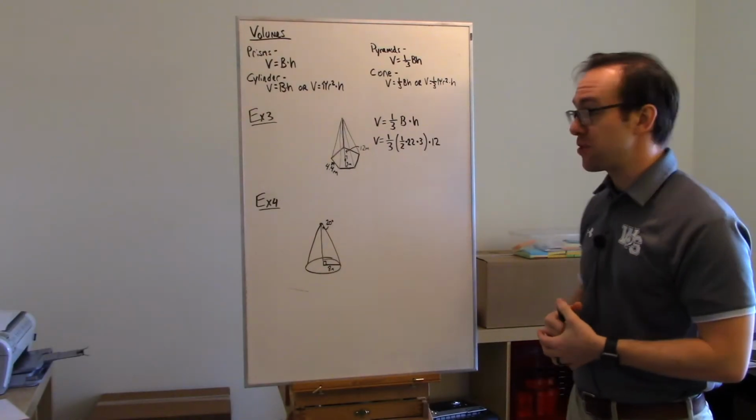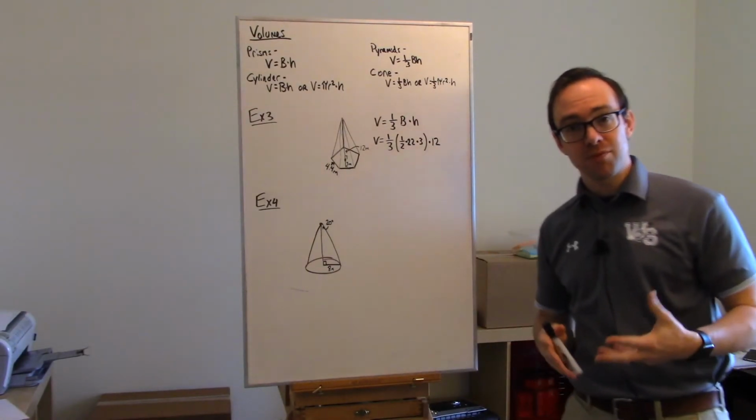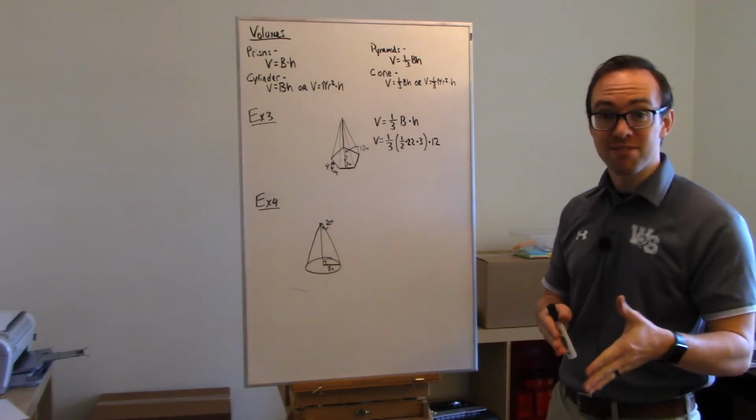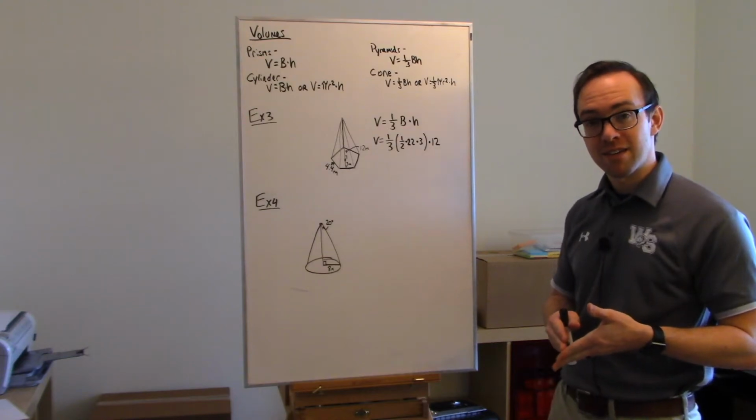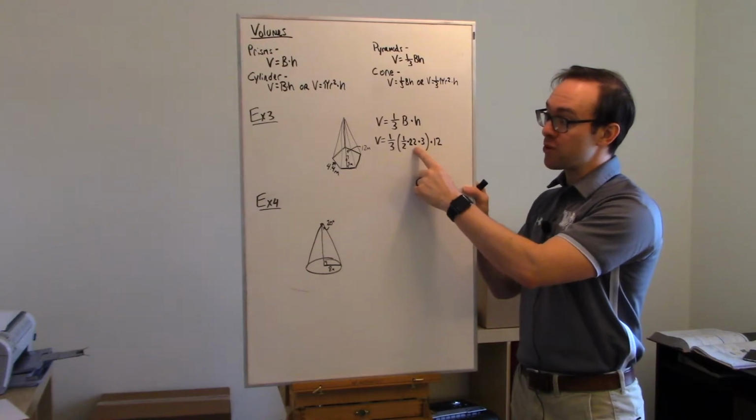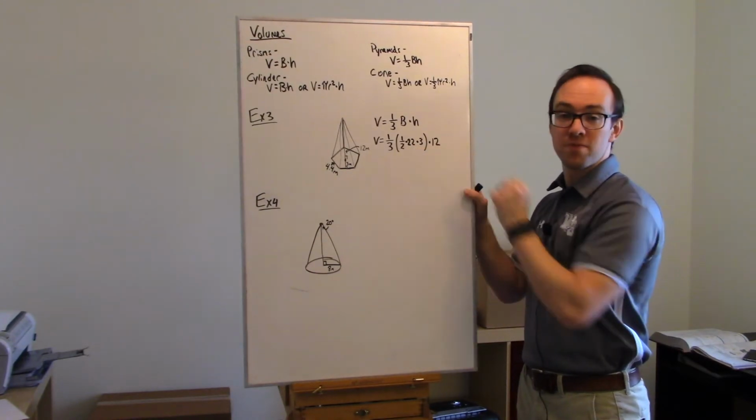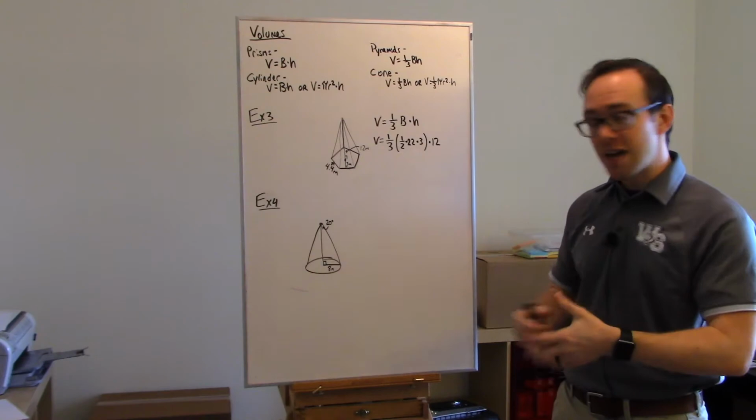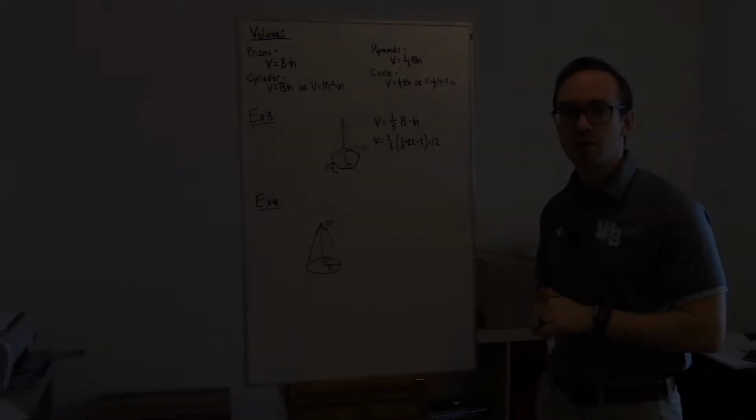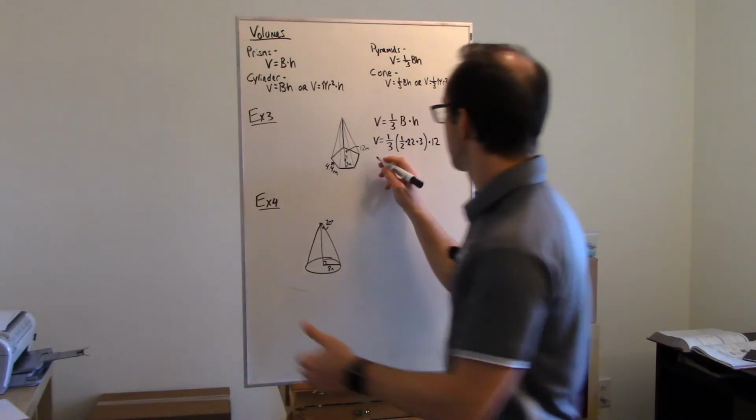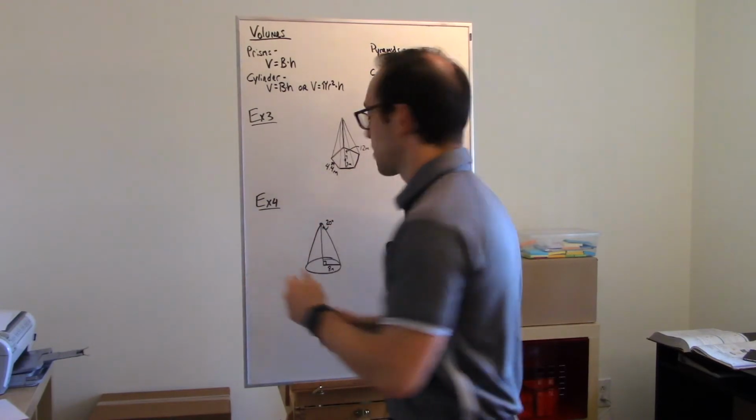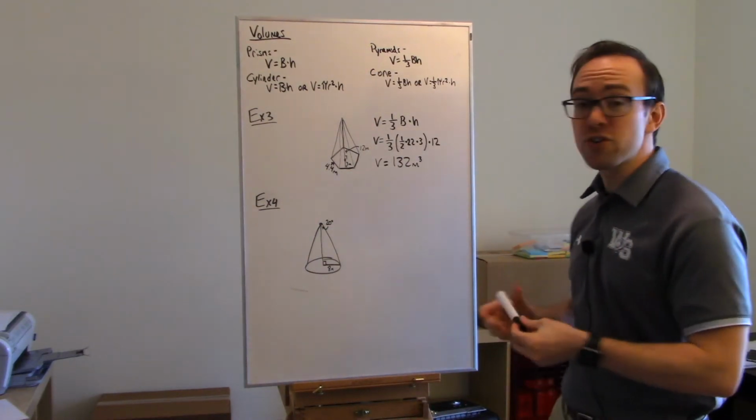So the volume for this pyramid is 1/3 times the area of the base, which is the area of that pentagon, which is 1/2 AP. So in this case, 1/2, our apothem is 3 and our perimeter is 22, times your height of this pyramid, which is 12. When you plug this in, you get 132 meters cubed.